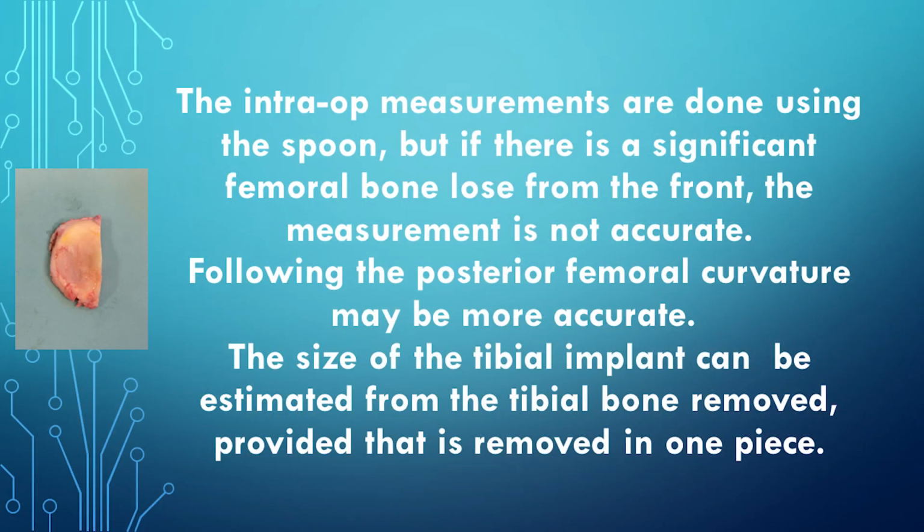The intraoperative measurements done today are with the spoon, as you know. But if you have a very big damage in the front of the femur, the spoon is not going to give you the right size. If you do it on the MRI images and follow the posterior curve of the femur, it will be much more accurate. Okay, so it is the same for the size of the tibia. Of course, you can plan according to the piece of bone you have removed, provided you remove it in one piece and not small pieces, which sometimes do happen.